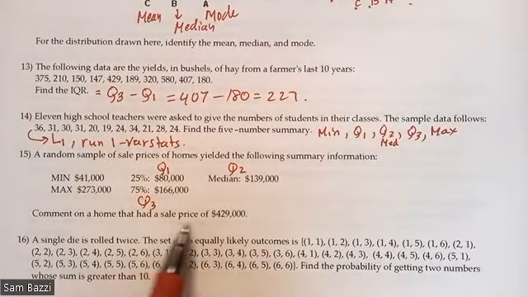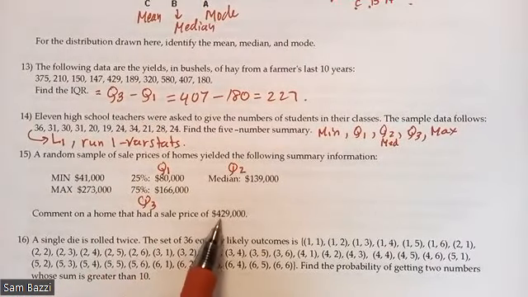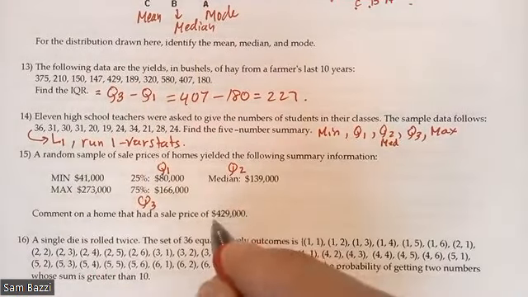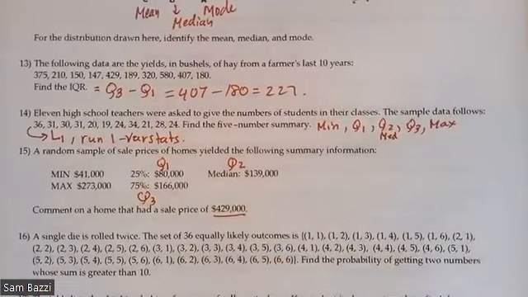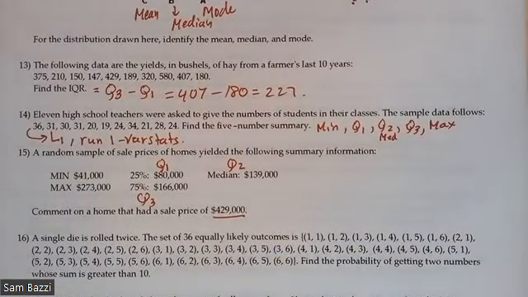Comment on the home that has a sale price of 429,000. What do you guys think this is going to be called? What does it look like? The maximum is 273. Would you guys agree with me that this will be an outlier? Yep, you got it.